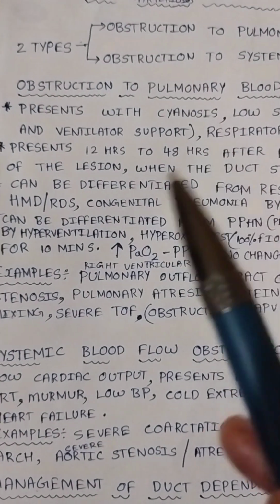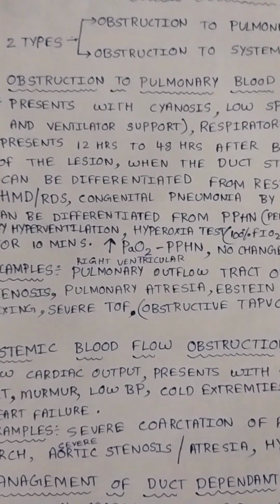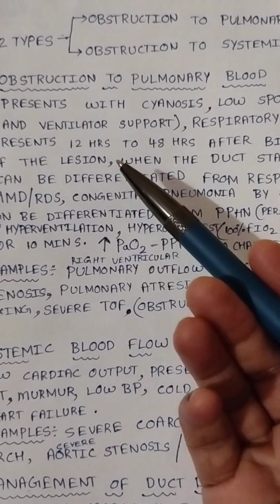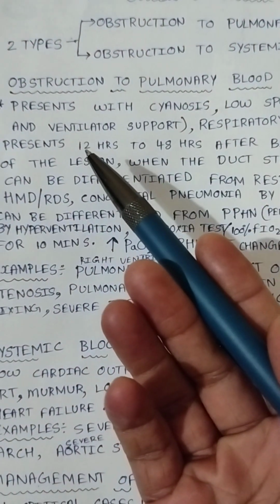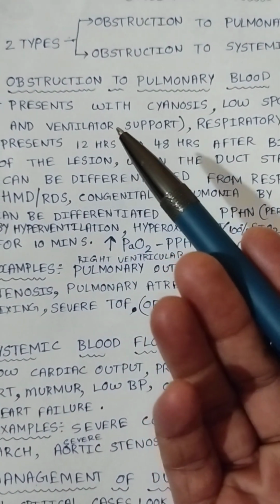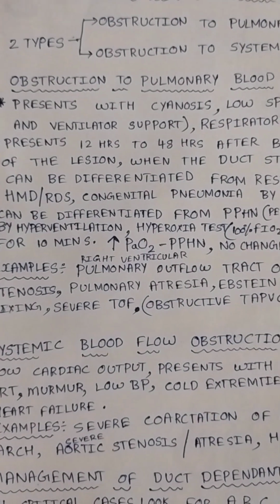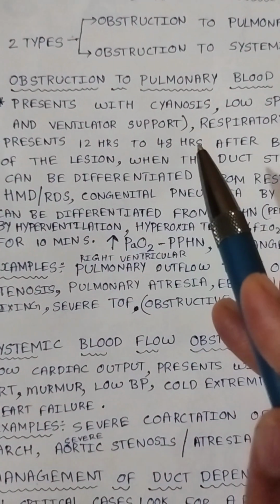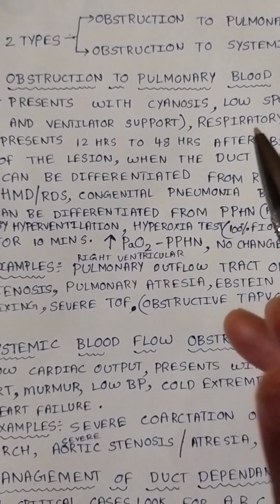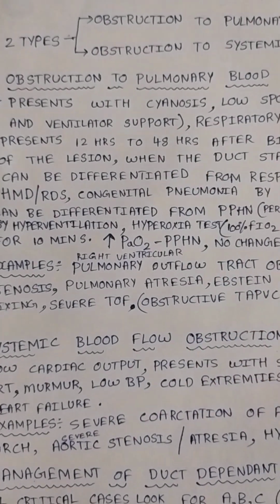If the severity is more, if the obstruction is more, then the clinical features may present earlier, immediately, either 4 to 8 hours of birth or 12 hours of birth. If the obstruction is little, if it's not so severe, then it may present after 48 hours.